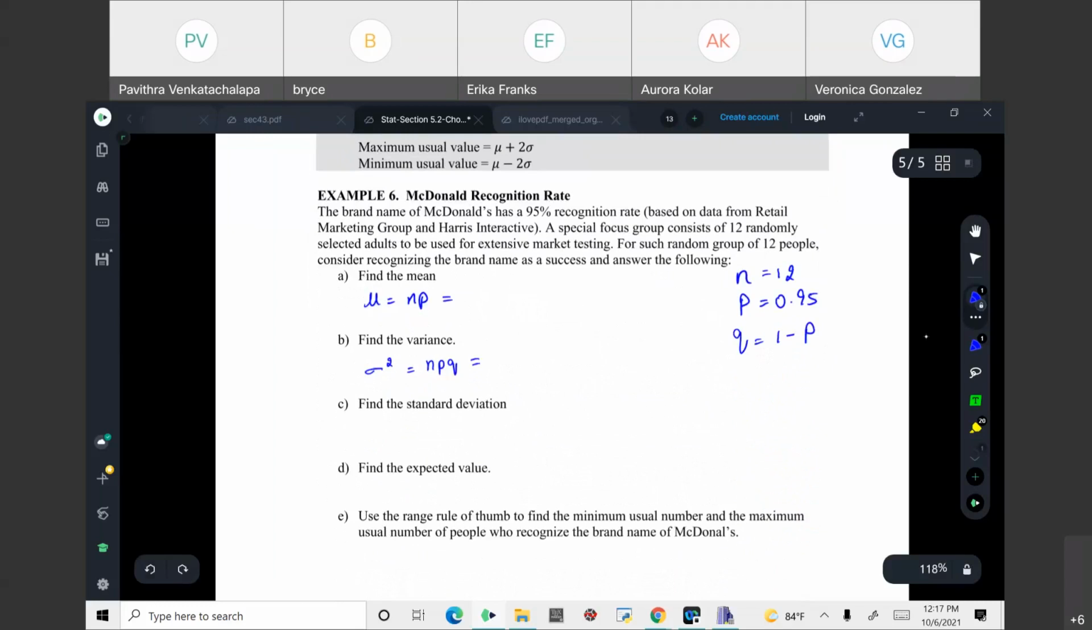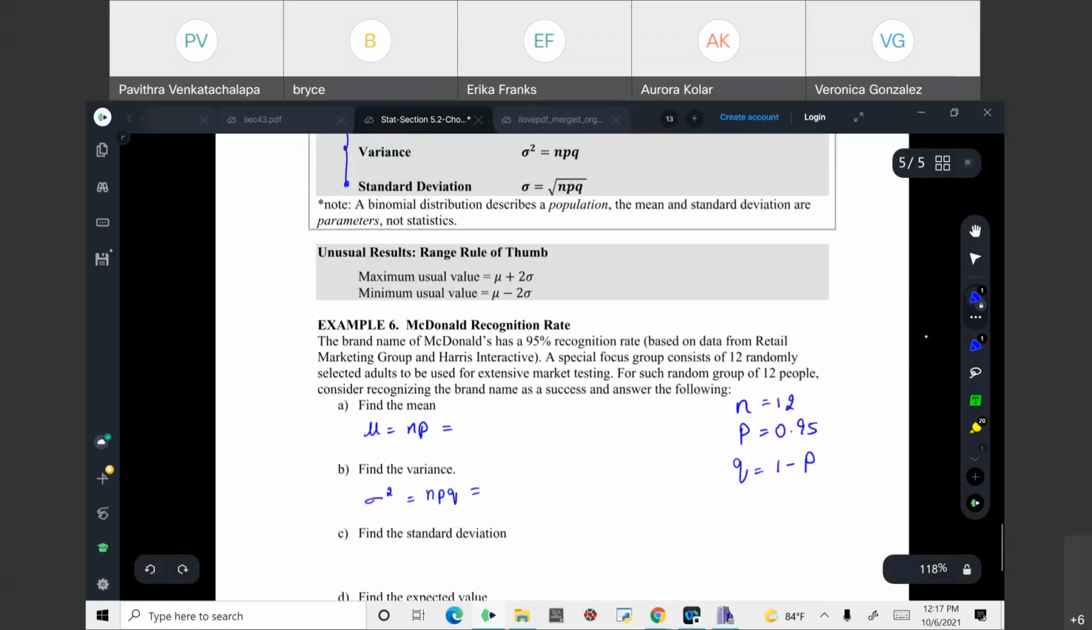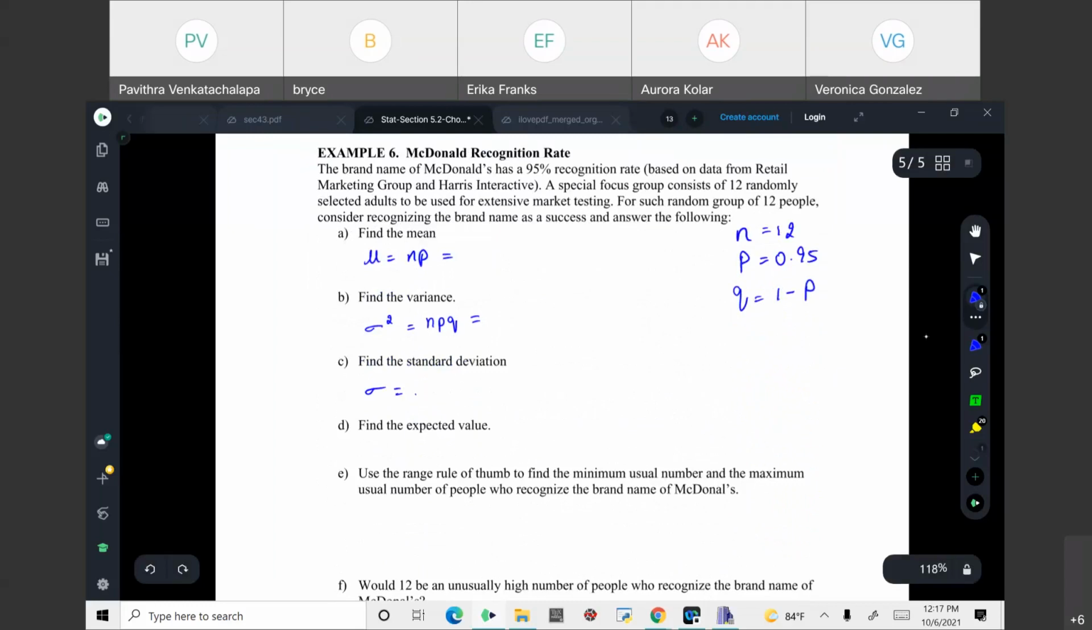1 minus p. Okay. Now find the standard deviation. The formula is square root of n p q. So that depends on the problem given. If that is a binomial distribution, or if you can see in the formula, there is only p and n given, then you can use the formulas related to that.